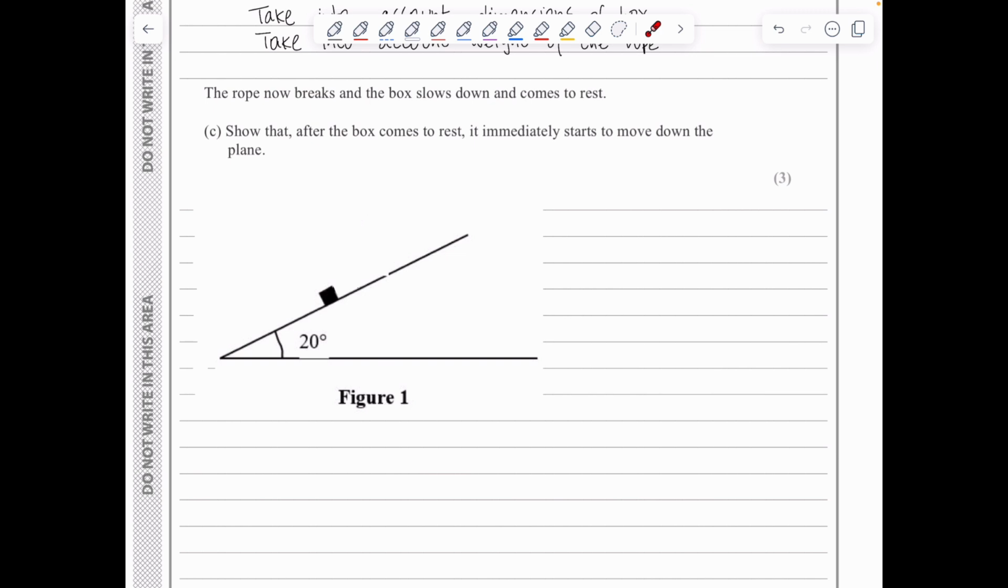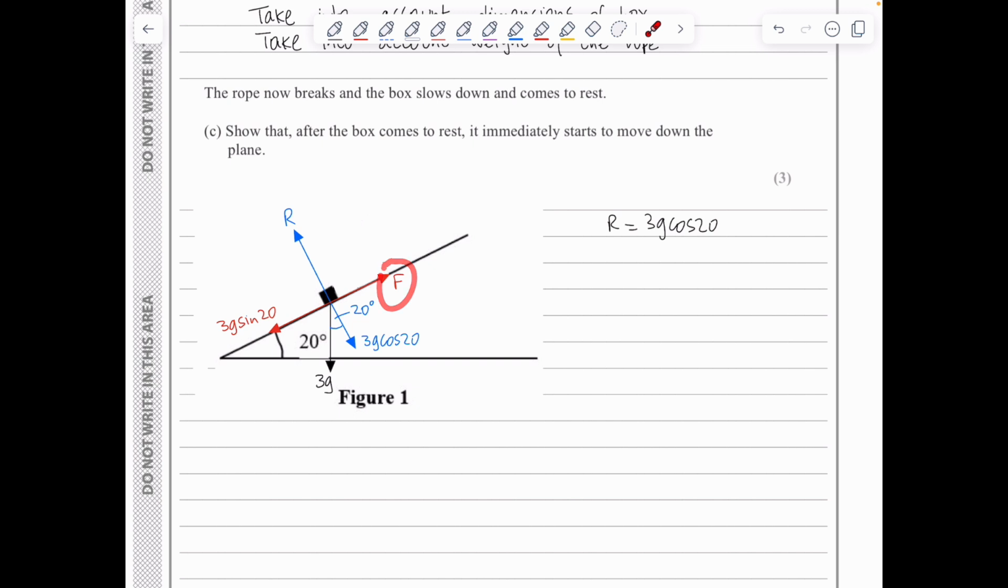I will resolve my forces once more, starting with the weight of 3g, which is resolved as 3g cos 20. We've got the reaction R. We've got the component down the plane of the weight, which is 3g sine 20. And obviously there is a tendency for the box to go down, so we've got a frictional force opposing this motion. So we can immediately equate the forces acting perpendicular to the plane, and this gives us that R is 3g cos 20.